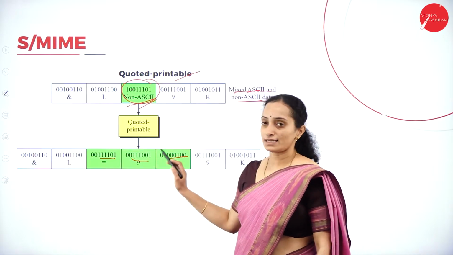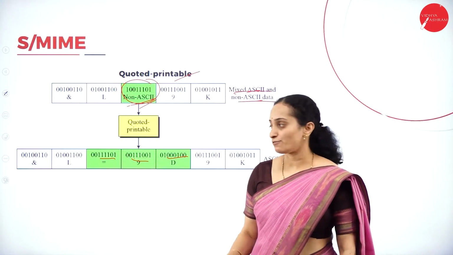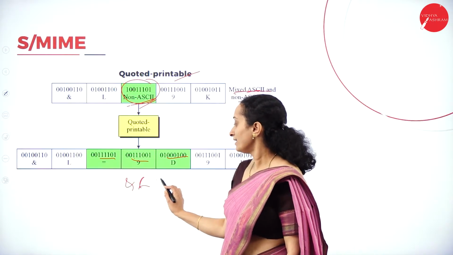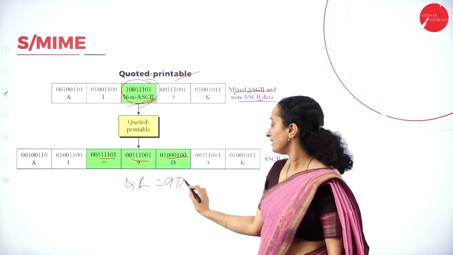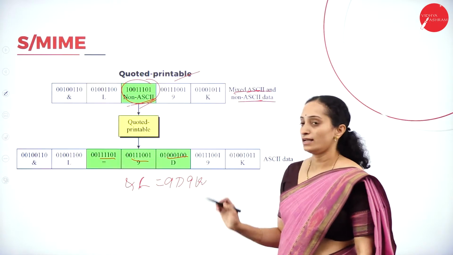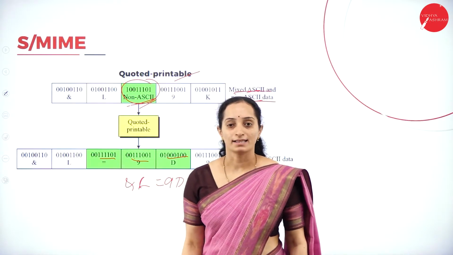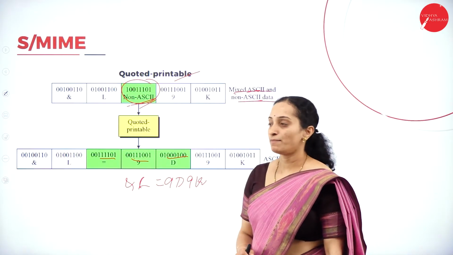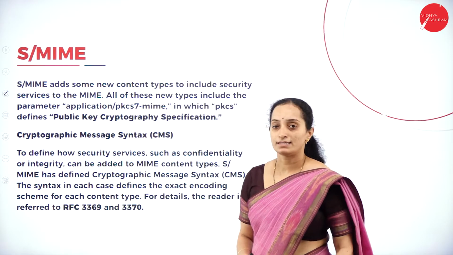This representation is converted to ASCII form, which represents the statement XL equals 9D9K. So you can represent this expression in the ASCII form like this. Okay. So this is the MIME that we have discussed.